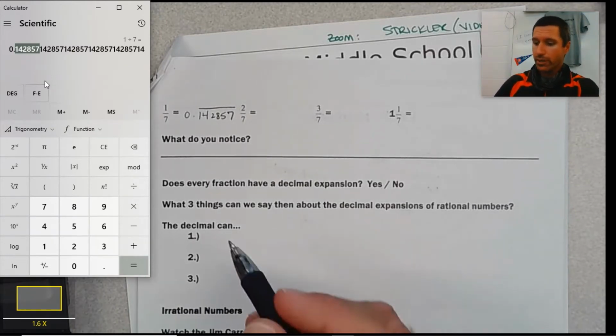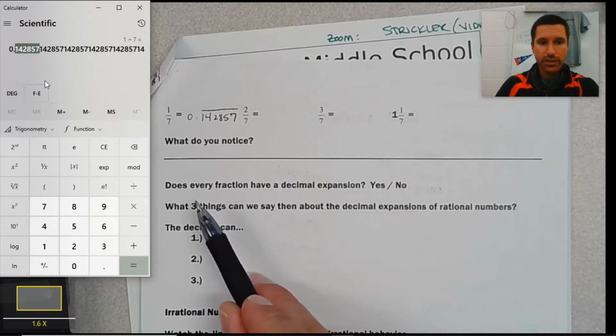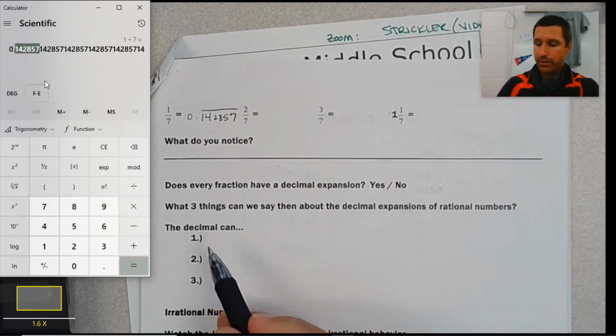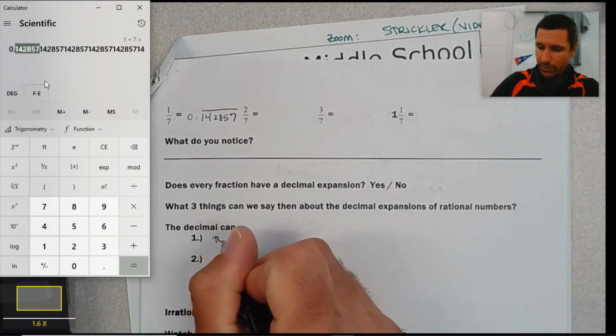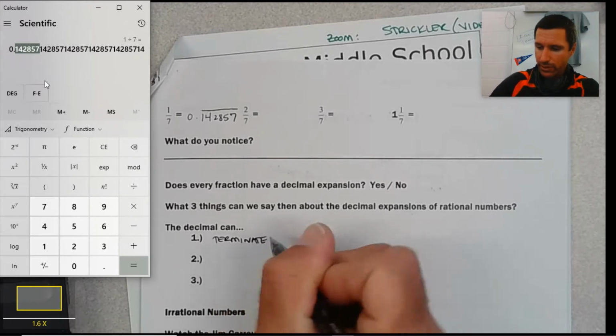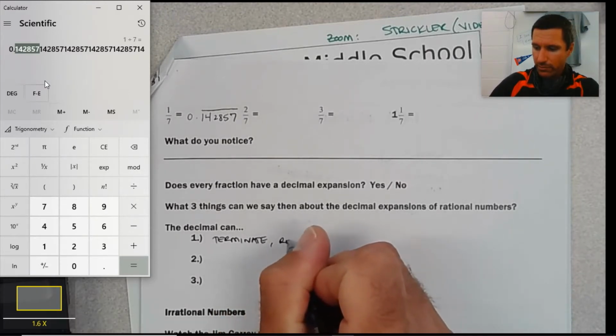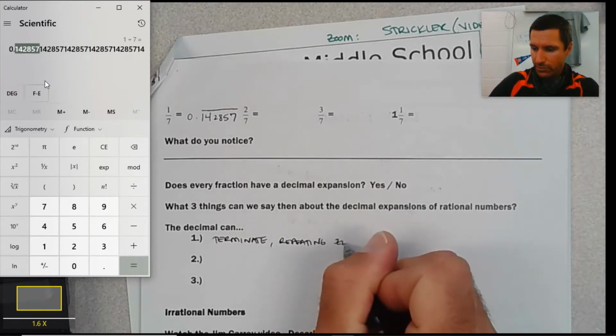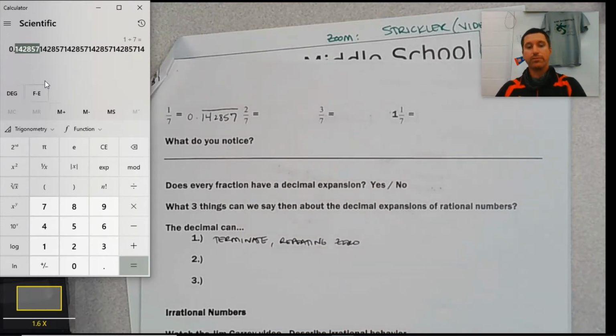Okay, so right here where it says, does every fraction have a decimal expansion? Well, we'll take a look at that. But one thing that the decimal can do is it can terminate or repeat 0. Now, I'd like you to write both those things. Terminate, comma, repeating 0. And then we have a rational decimal expansion, which came from a fraction.